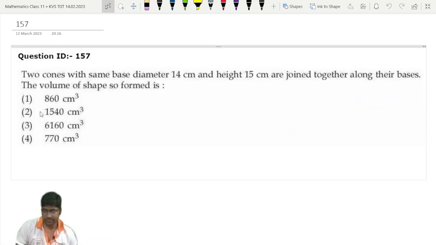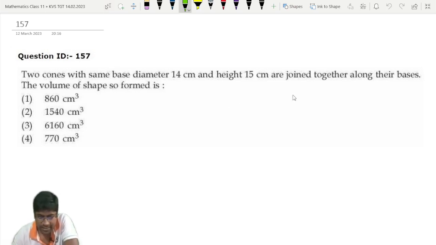Question number 157. Two cones with same base diameter 14 centimeter and height 15 centimeter are joined together along their bases. The volume of shape so formed is what? So that means what they are doing, we have two cones. This one is one cone and another cone is this one. They have joined these two cones. Anyway, my drawing is not good, but you have to understand this is a right circular cone.